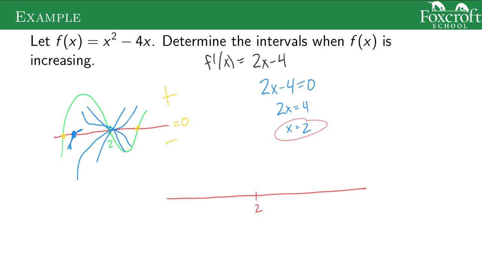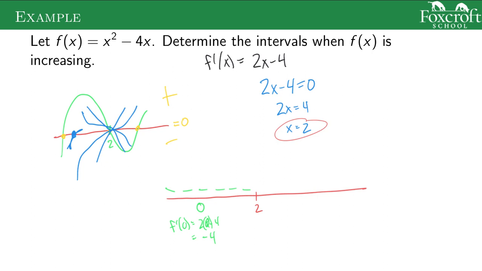What I'm going to do is think about numbers to the left of 2. 0 is to the left of 2. So what happens at 0 for my derivative? I'm going to plug 0 into my derivative, and I get negative 4. Since I get a negative when I plug in 0, everything else in this region has to be negative, because I can't switch to positive until I get to 2 and cross the x-axis.